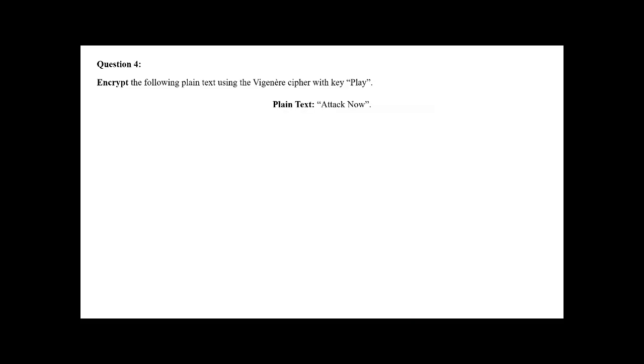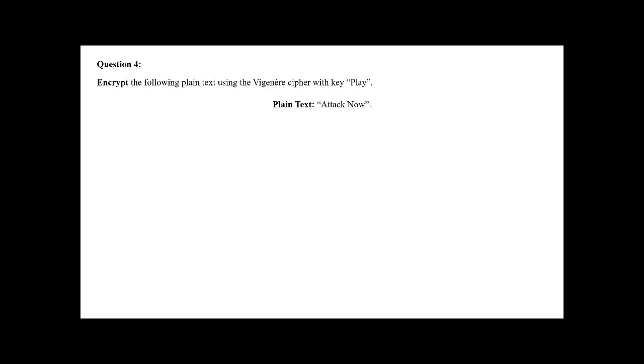Should be easy. Now, with the next cipher technique. This one is called Vigenere Cipher. It can be somehow tricky, so you have to be careful. So let's start by reading the question. Here it says encrypt the following plain text using Vigenere Cipher with key play.